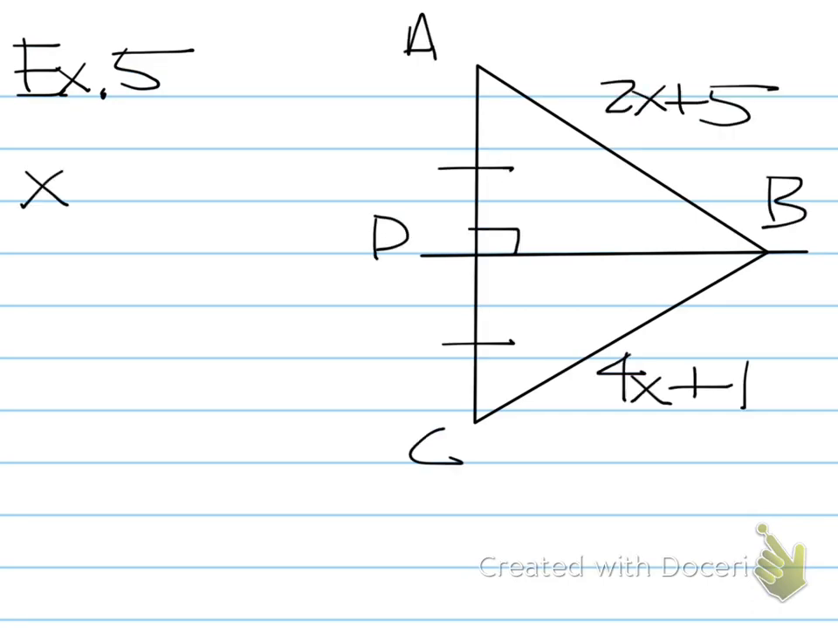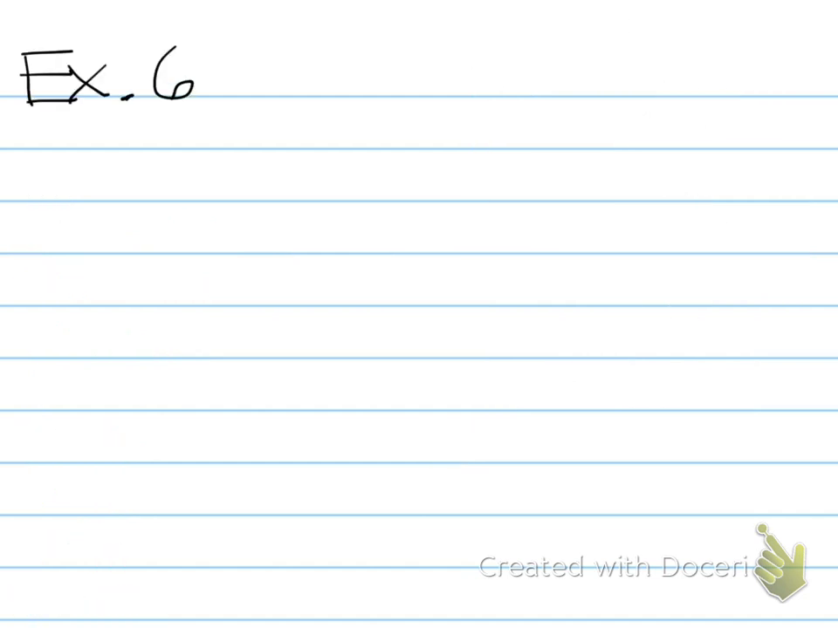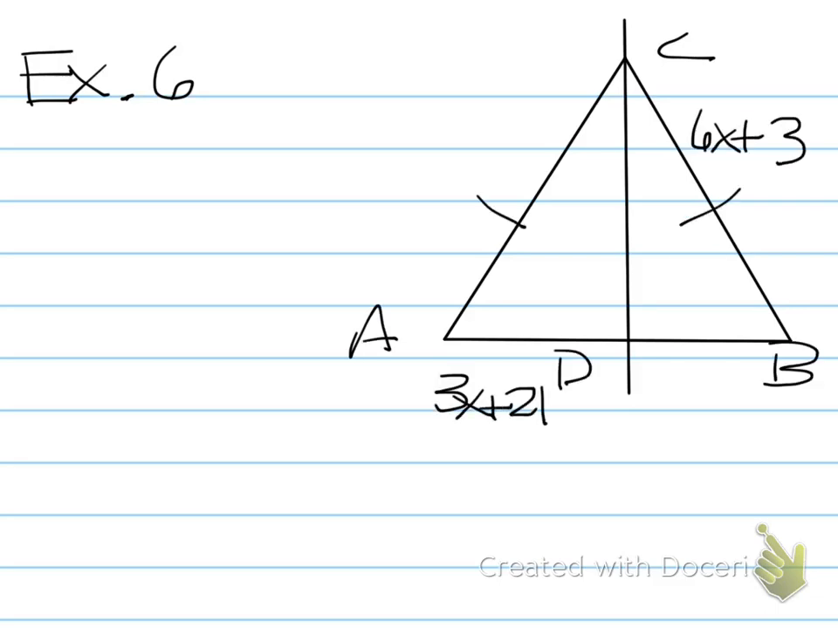In this example, BD is a perpendicular bisector, so BA is congruent to BC, so we set the two expressions equal to each other. Solve for x by subtracting 2x from both sides. Subtract 1 from both sides. Divide both sides by 2, and x equals 2. In this example, we have CB is 6x plus 3, and so CA is also 6x plus 3.